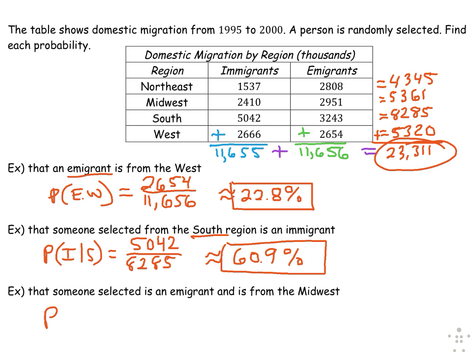So the probability that we get an immigrant and that we have a Midwesterner given that we already have an immigrant. So this will be the intersection of immigrant and Midwest, the 2951. That's all over the entire total amount in the chart. As a percentage, rounded, we have 12.7%.